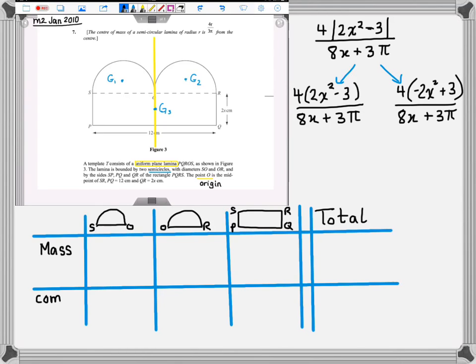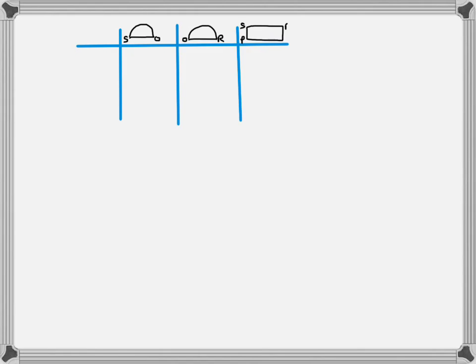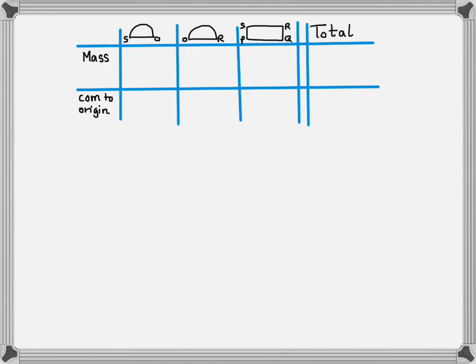I draw pictures that are quite clear. I use straight lines, and I label the table. Your examiner will appreciate this. Okay, so what's going on? We're going to fill in what we know. Well, we know the mass is relative mass, so we're going to use area because it's a lamina. And those are straight formulas from GCSE and Key Stage 3.